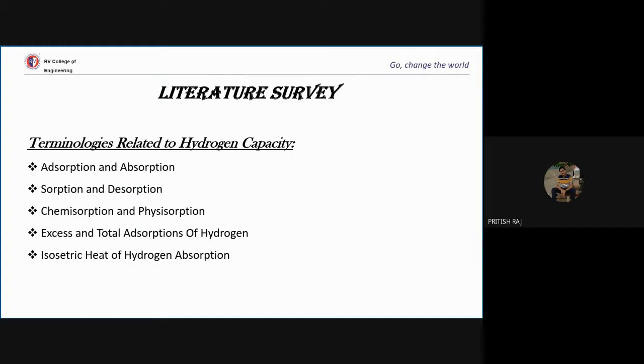Next term to understand is excess and total adsorption of hydrogen. Hydrogen adsorbed on the surface is under very high pressure, and it is represented as excess and total adsorption of hydrogen. This excess hydrogen that is adsorbed is called Gibbs excess, which is nothing but the difference between the amounts of gas phase that would be present in the equivalent volume of the adsorbed phase.